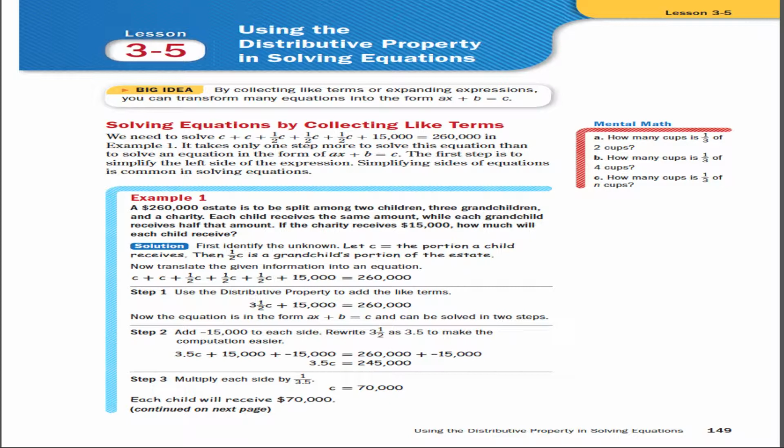The first one is one of combining like terms, where we have these various c's involved. And this is an estate problem. I'm going to go through an example that's similar to this so we can check it out. But you can see what they did was to combine all of these using the distributive property. They ended up with 3.5c, or 7/2 c more accurately. And we've got the problem like we've seen before. It's in the ax plus b equals c form.